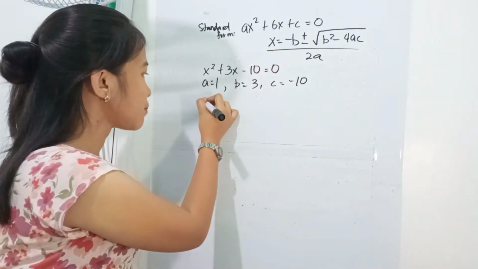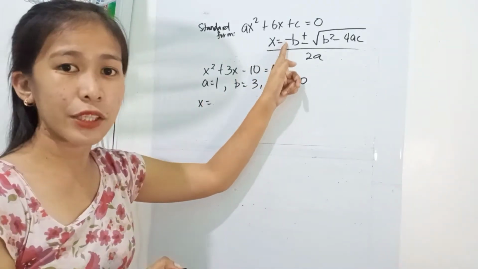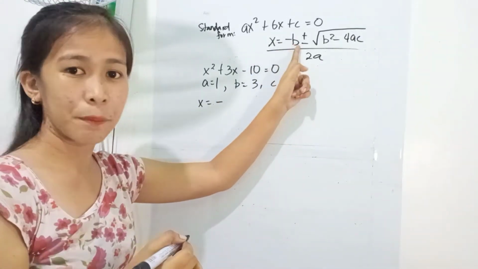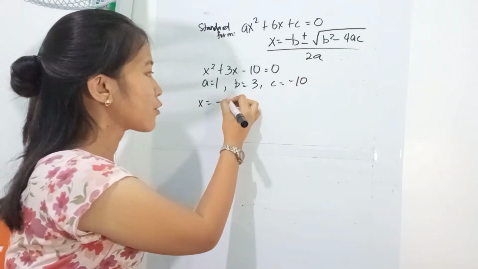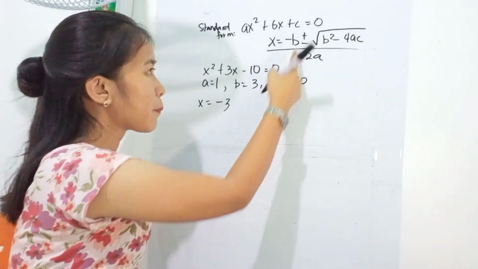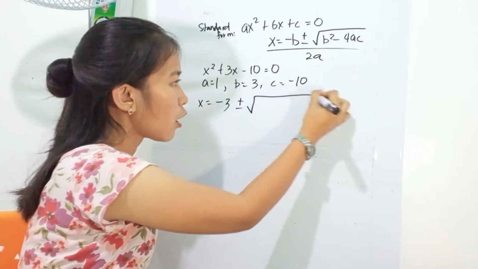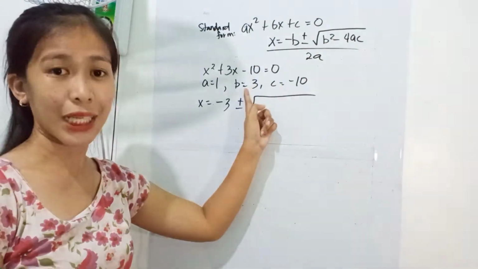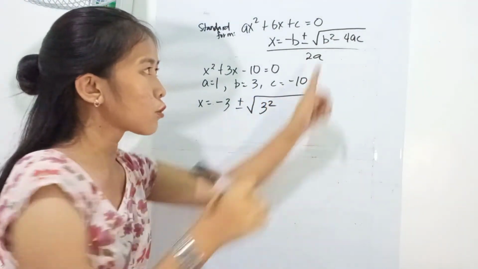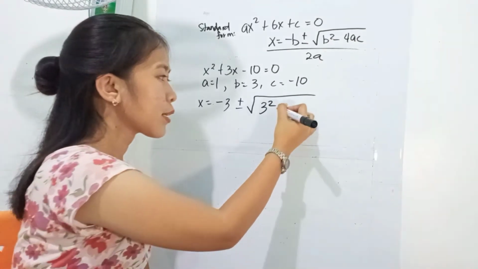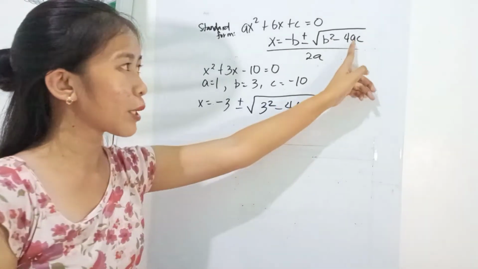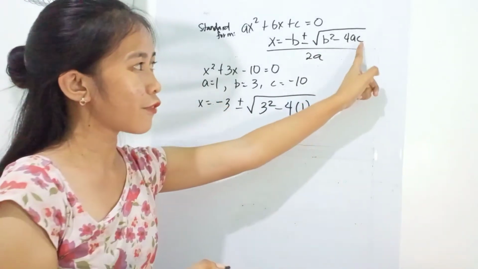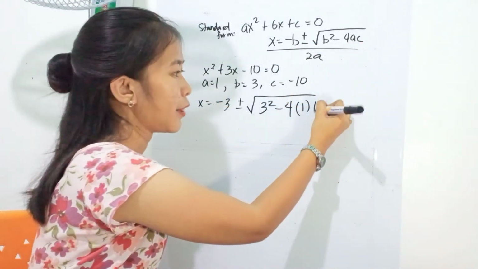So, kunin lang natin yan. x is equal, yung negative dito is always nandito. Okay? So, negative, ano ang value ng b natin? We have 3. So, lagay nyo lang yan dyan, 3. And then, plus and minus, square root of b squared naman, b squared. So, palitan nyo lang ulit yung b ng 3. Ayan, 3 raised to 2. So, huwag nyo kalilimutan yung square. Minus 4 times, ano ang value ng a? We have 1. Tama? Times value ng c, we have negative 10.